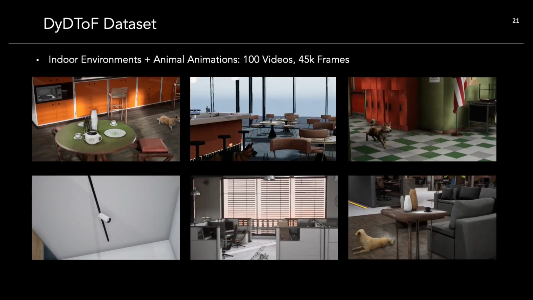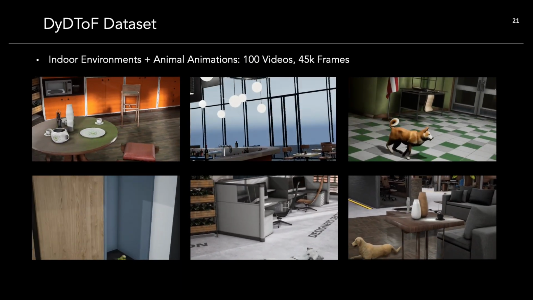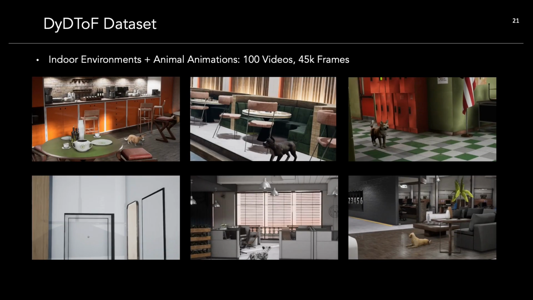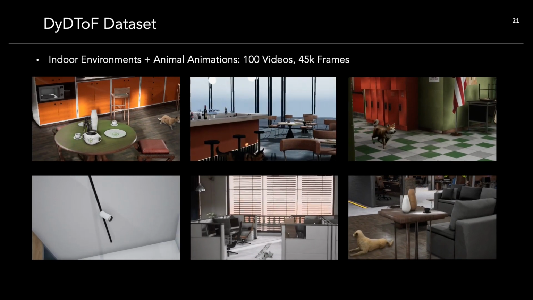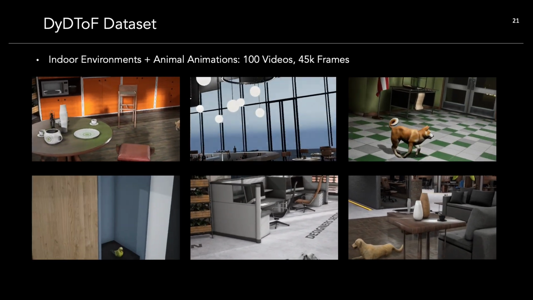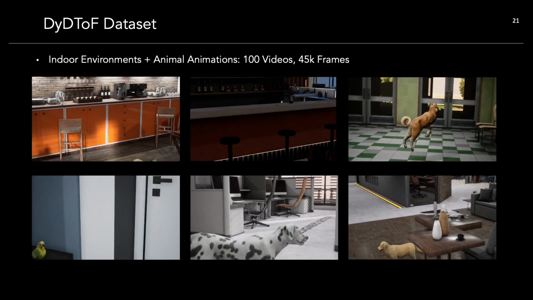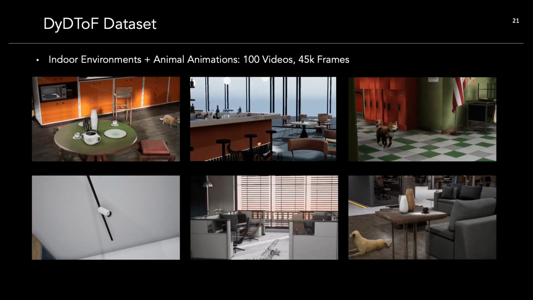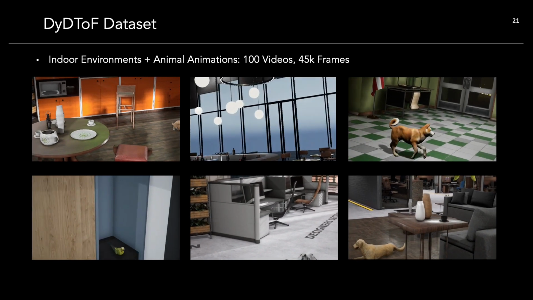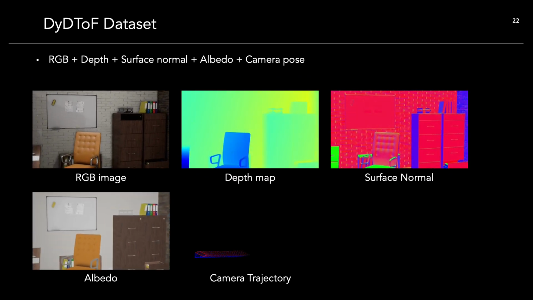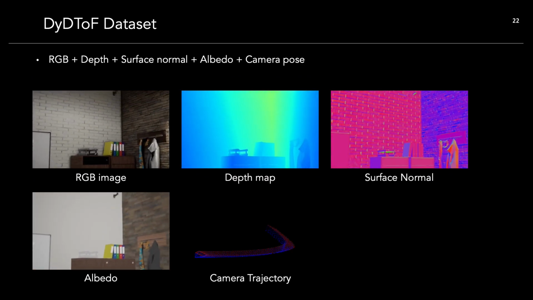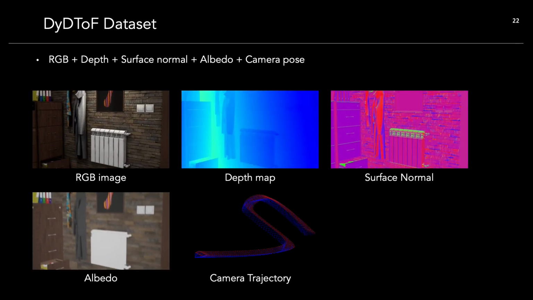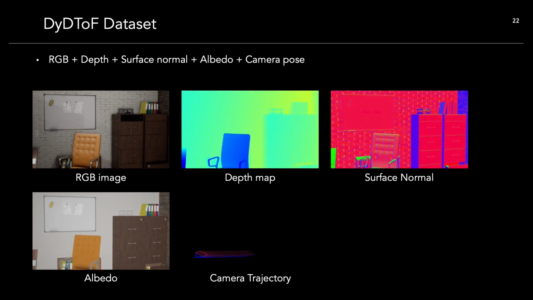Previously, no large-scale RGBD datasets contained a significant amount of dynamic objects. Also, high-quality synthetic DToF datasets are missing. We introduce the DToF dataset with animal animations and physics-based DToF simulations. The dataset contains 100 videos with 45K frames. The dataset provides various data modalities, including RGB frame, depth map, surface normal, albedo, and camera trajectory.